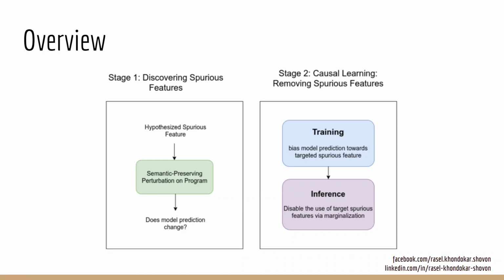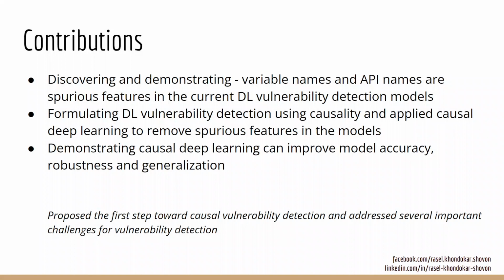Then in the second step, they planned to remove the spurious feature identified by the previous stage. They trained their model to make sure there is a bias on the spurious feature, and during inference those biases are removed by using marginalization, making sure the spurious feature is disabled during inference. So this was the overall approach by the author.